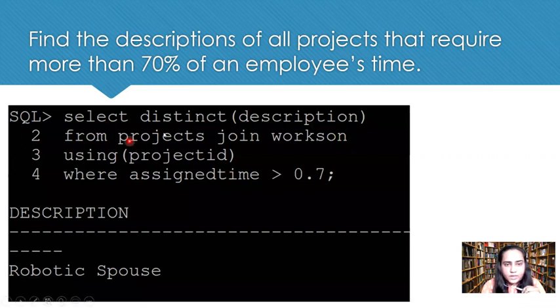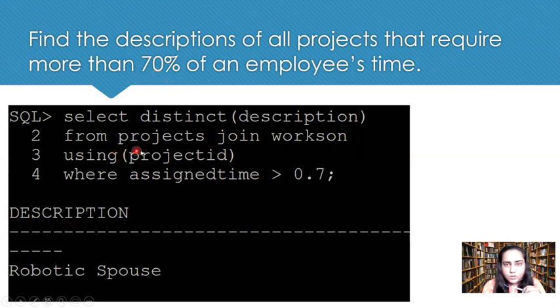It says select distinct description, and I've used the keyword distinct explained in one of the previous videos. Distinct is used when you want unique values of something, and in this case, if you don't use distinct, you'll get multiple times the same value. So I've used distinct description because it says description, and from projects join works on, because works on would contain the data about how much time is given to each employee for a particular project.